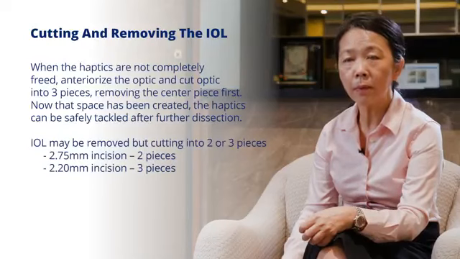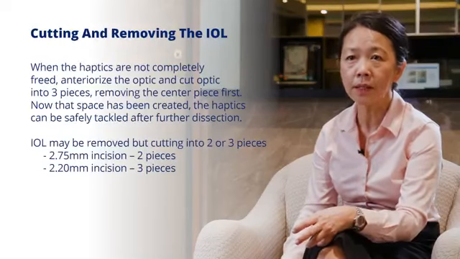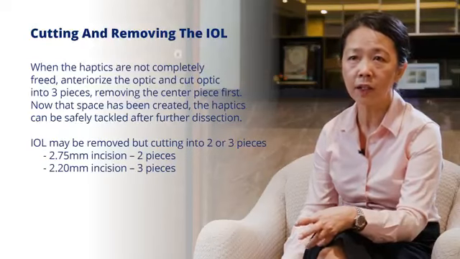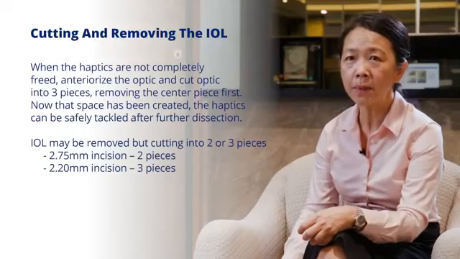The intraocular lens may be removed by cutting into 2 or 3 pieces, and of course if you cut into 2 pieces, basically you have to have a larger incision, at least 2.75 mm, and if you cut into 3 pieces, you can reduce that size to 2.2 mm.